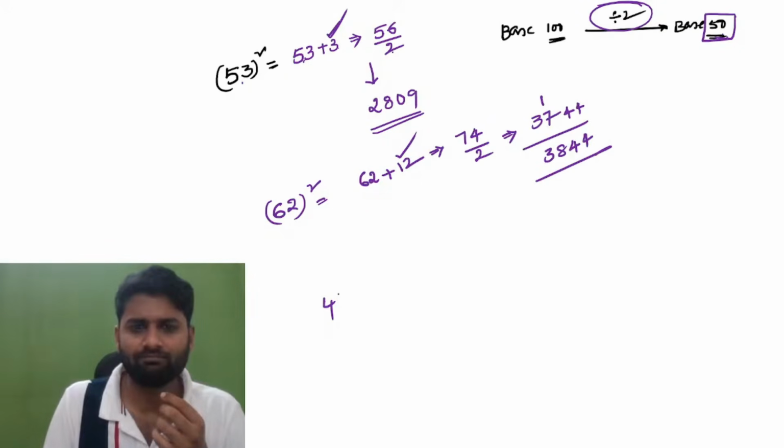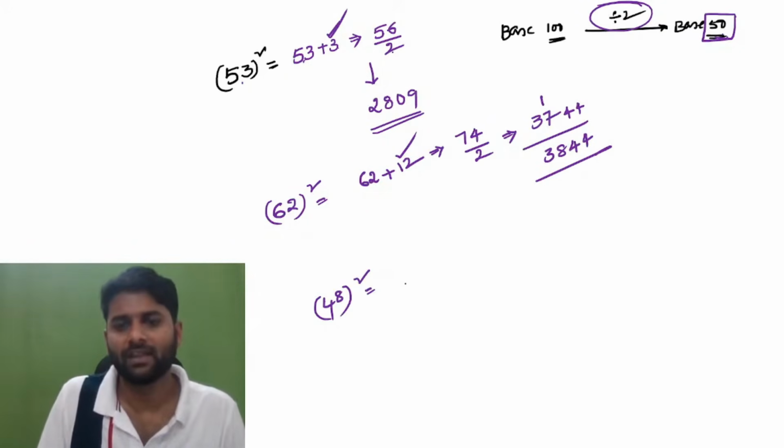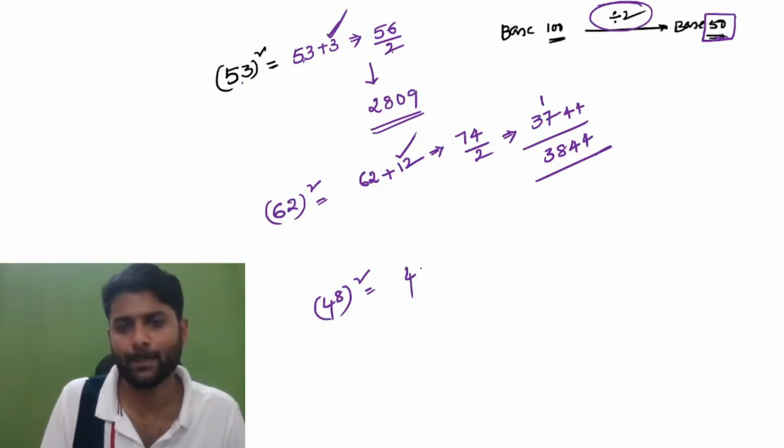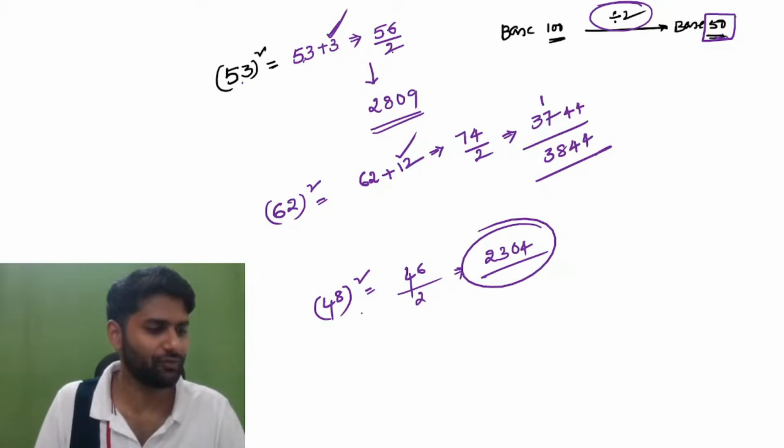Now let's take 48 square. What about this 48 square value? Now see, 48 is less than 50 by 2 units, and those 2 units you have to subtract from 48. 48 minus 2 is 46, divided by 2 becomes 23. Remember guys, we subtracted 2 units, so the square of 2 is 04. So the answer 2304 is the correct answer.